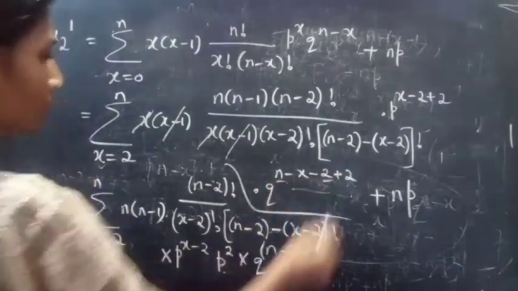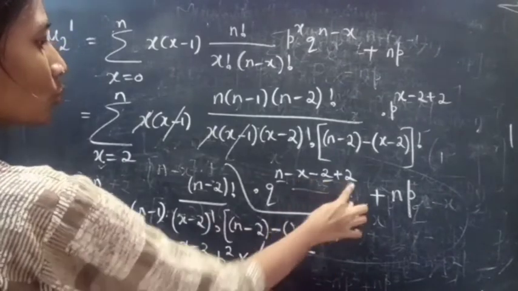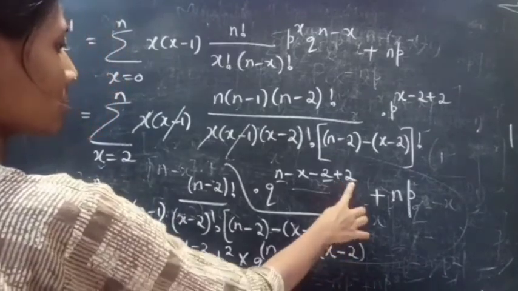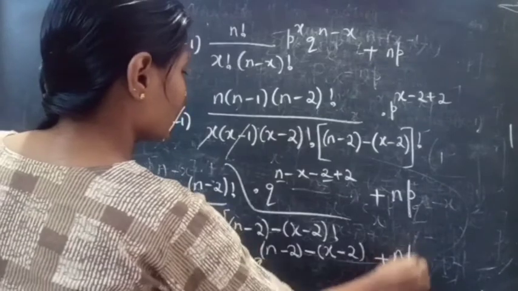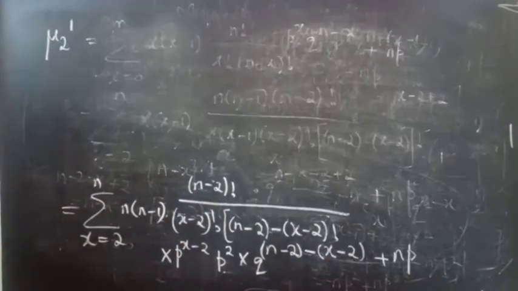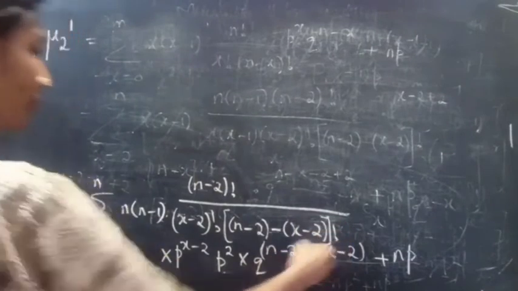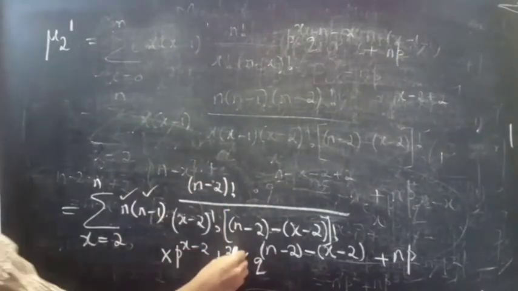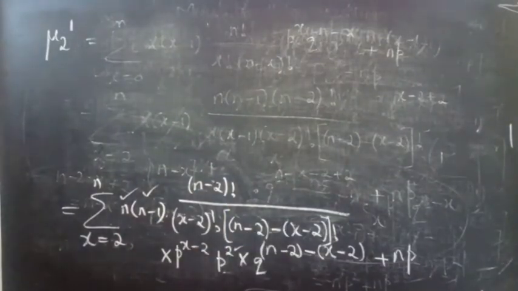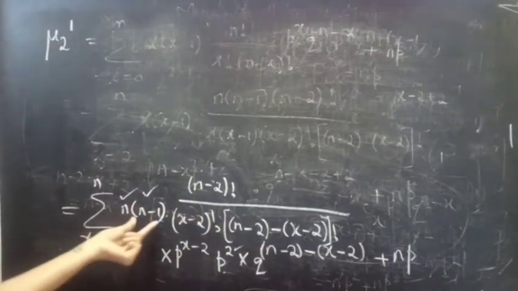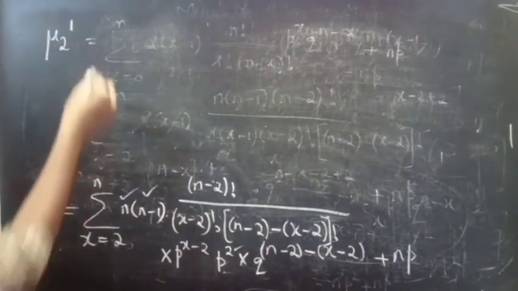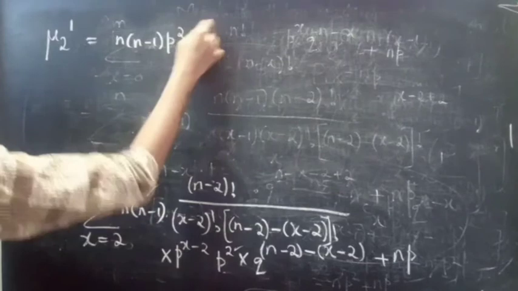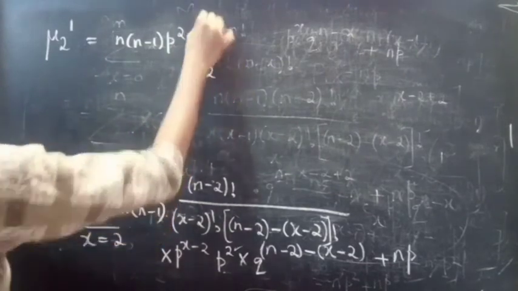I am taking these two first. From these two you can take minus common and you'll get minus of x minus 2 into minus plus 2 plus np. So here n minus 1 and p square, since n and p are parameters, you can take n into n minus 1 into p square outside the summation. So you'll get n into n minus 1 into p square into summation x equals to 2 to n.